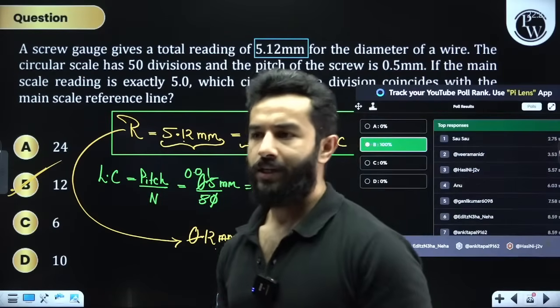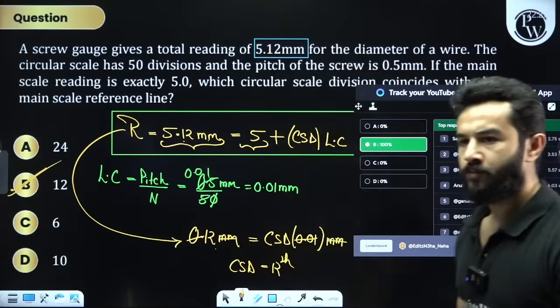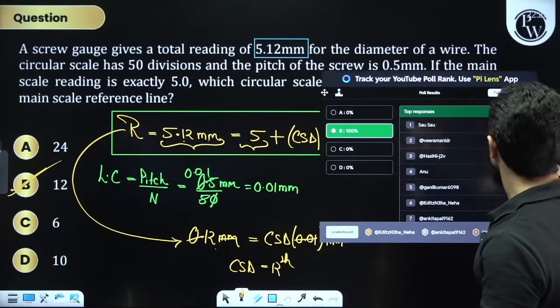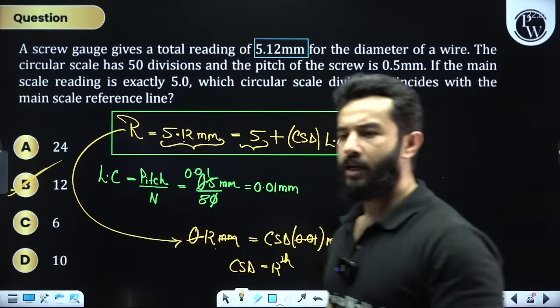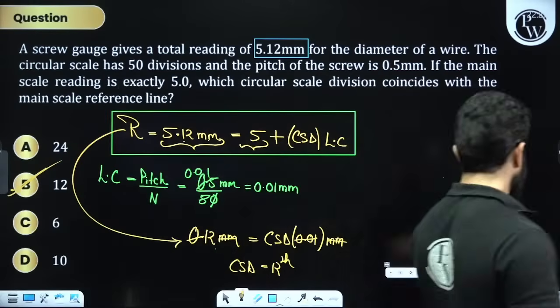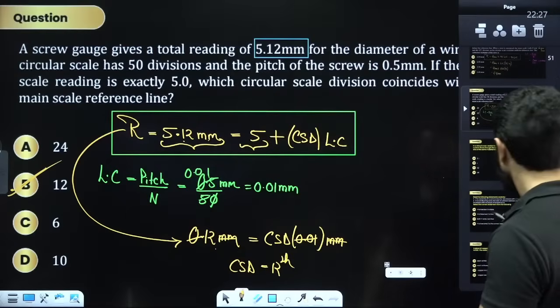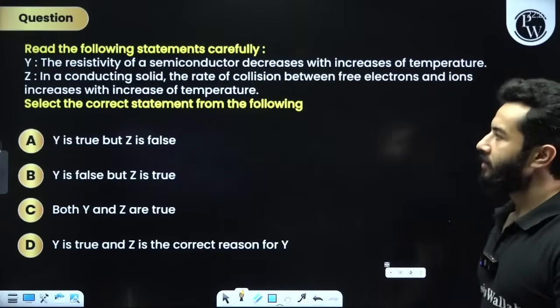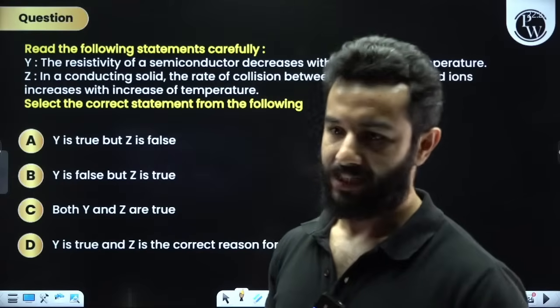Wow, good. Clear? Done? Ankita, any doubt? Henry? Neha? Everything's clear? Moving on to the next question. Some questions from current electricity.